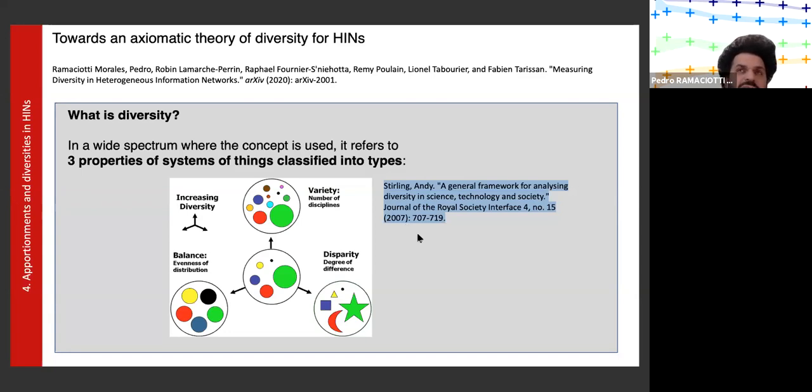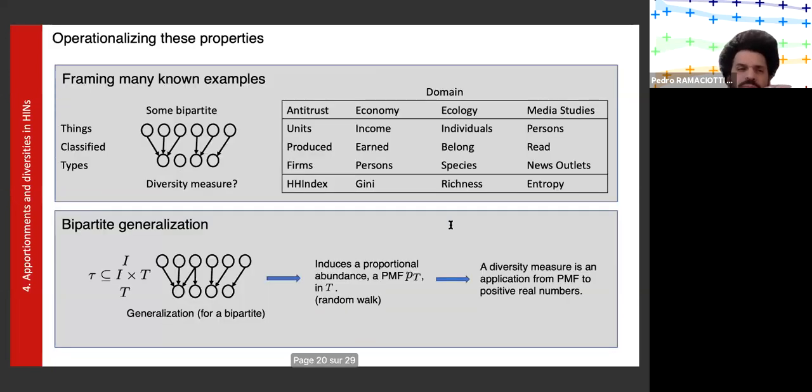So this is what is behind entropy, the Herfindahl index, the Gini index, and a lot of examples in a lot of domains. Trying to frame that concept a bit more, you have things classified into types, here in a bipartite structure. For example, in antitrust, you would have units produced by firms. You compute something here and apply the Herfindahl index. Income in persons, Gini; individuals in species, Shannon evenness, or Berger-Parker, or richness.